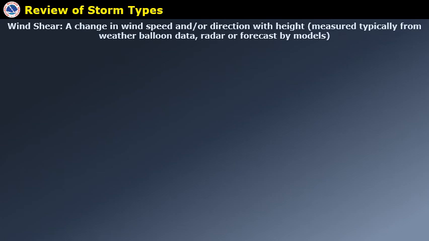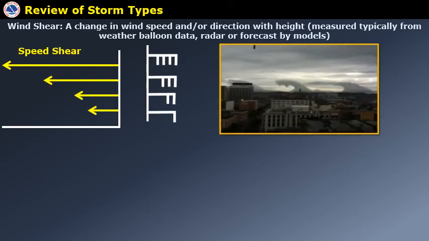Now, if you're a new SKYWARN spotter, you may be unfamiliar or struggle with the concept of wind shear. Wind shear is defined as a change in wind speed and/or wind direction with height. Wind shear can be calculated from weather balloon or radar data and can also be forecast by computer models. Let's look at the two main types of wind shear: speed shear and directional shear.